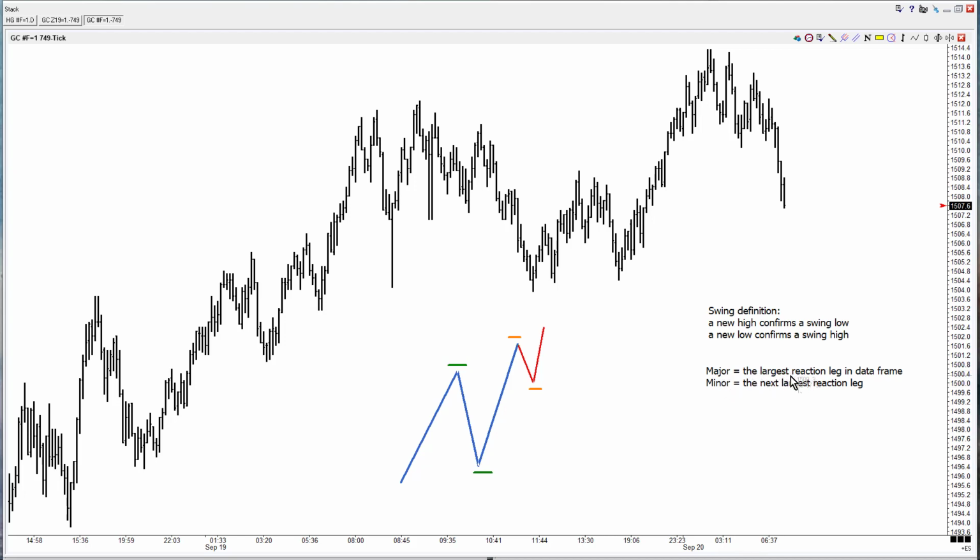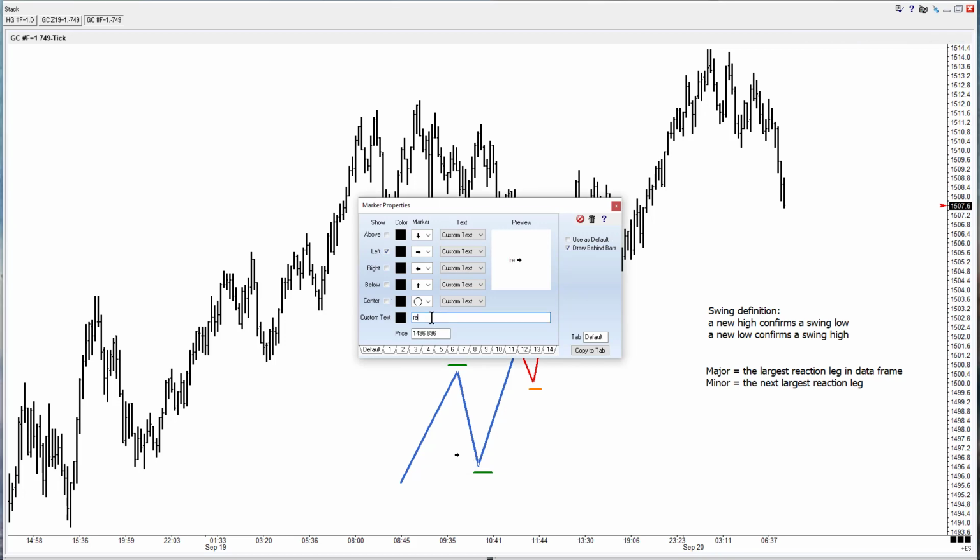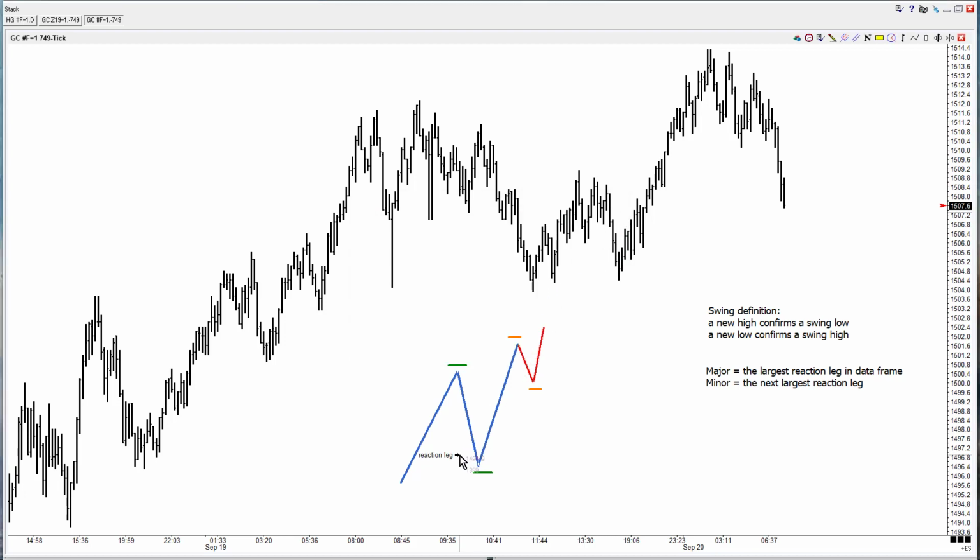A major is going to be the largest reaction leg in your data frame. Remember, this is your frame, whatever amount of data you're using. So the major is going to be the largest reaction leg. A reaction leg is just a component of the swing cycle. This is a reaction leg too. So the largest reaction leg is going to be this one. See, that's a different animal. Right? It's going to be like this. So go ahead and map this market, find your largest reaction leg, and then we'll come back.